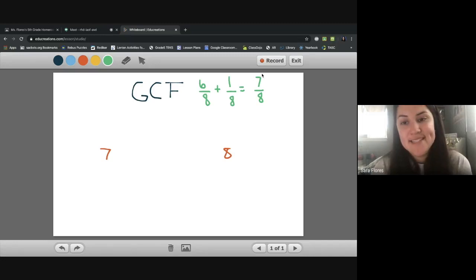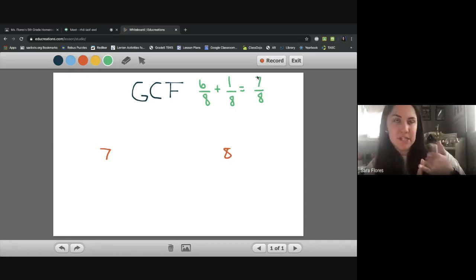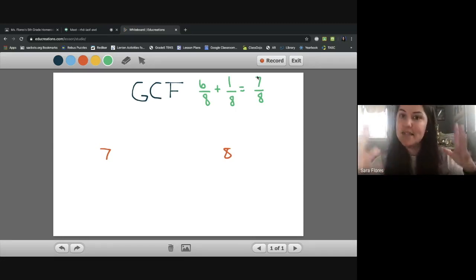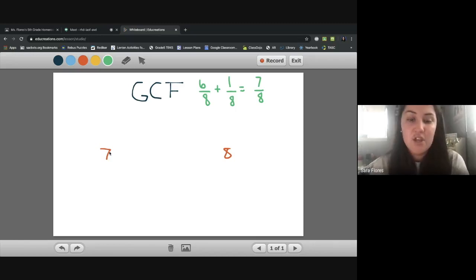Whenever you get the sum of a fraction, you always need to check if it's in its simplest terms. Is that the lowest possible way we can put it? You're going to hear simplest terms, lowest terms. It all means the same thing. Is it in its smallest possible form? The way that we check that is finding our greatest common factor. So what we do is find all the factors of 7 and all the factors of 8.